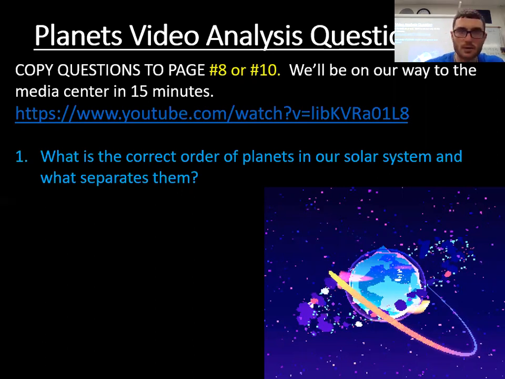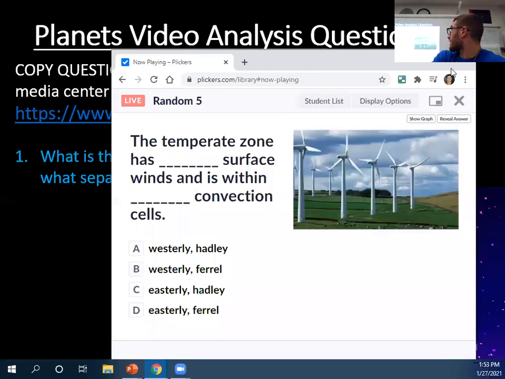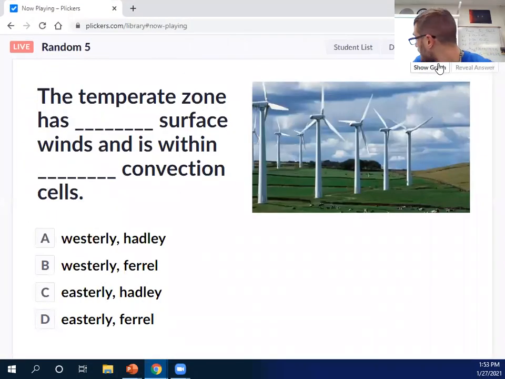One second. All right. Here's our question, guys, for today. Only question of the day. Again, you're going to put your answers in the chat. It says the temperate zone has blank surface winds and is within blank convection cells. Is it going to be A, westerly Hadley, B, westerly Ferrel, C, easterly Hadley, or D, easterly Ferrel?